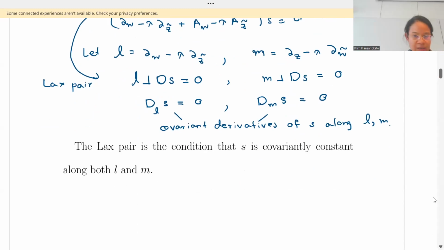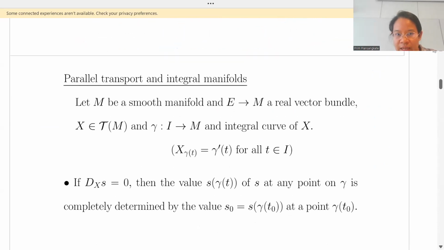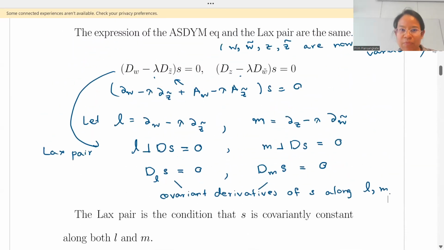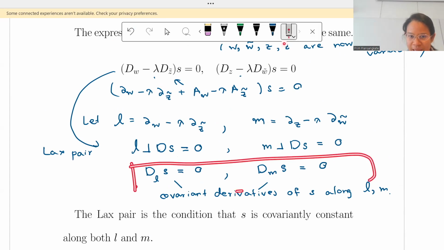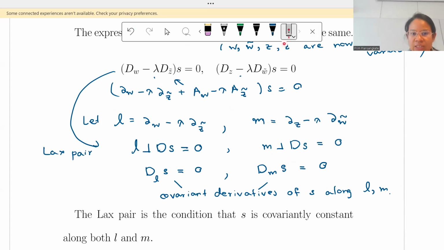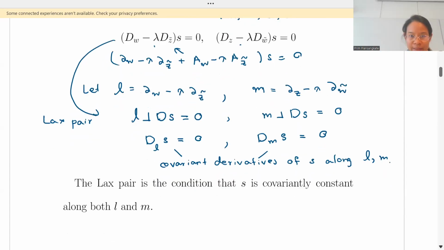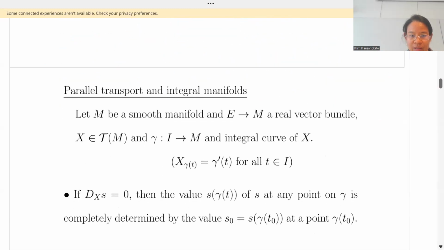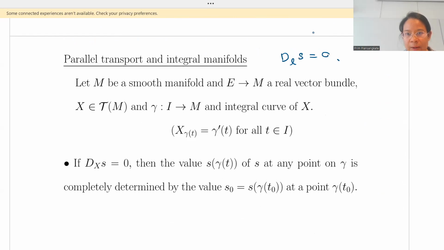Now, let me try to see. Okay, I think I have time to say this briefly. Let's see what this implies. At the moment we have an implication that if the Lax pair is satisfied, then we have a section that is covariantly constant along the direction of two vector fields L and M, like this. Okay, and let's see more what this implies. First, so this is the Lax pair now, I'm writing it in this way, along both L and M.